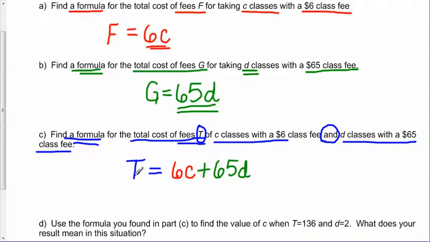And let's just be sure that we know what all of these variables represent again. So T, what did T equal? T was the total fees cost. So the total cost of fees.